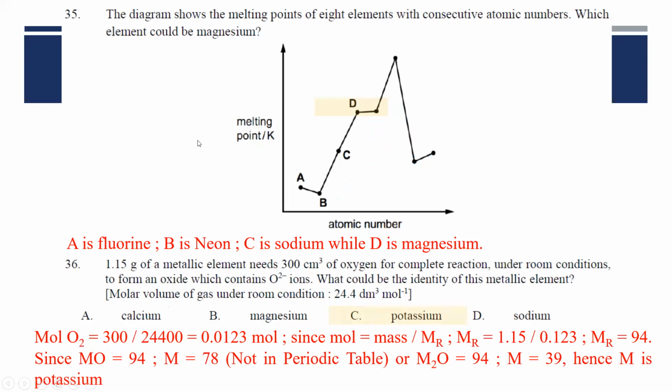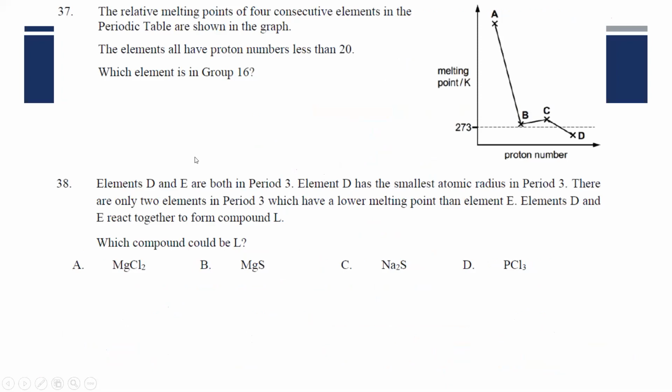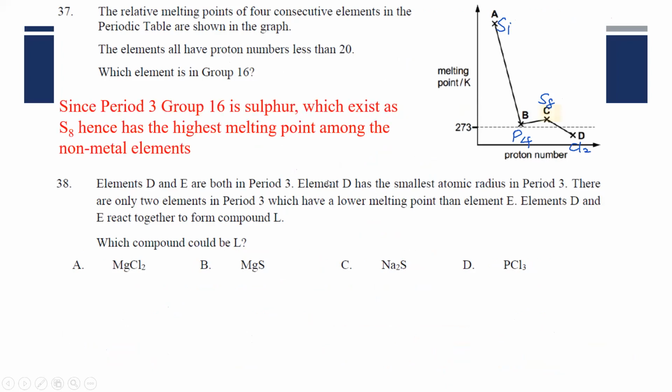Okay, then we go to question number 37. The relative melting point of 4 consecutive elements are given below. Elements all have the proton number less than 20. Which element from the group 16? So as we mentioned just now, the certain drop in here shows that A is for silicon, B is for phosphorus, C is for sulfur, and D is for chlorine. Okay, so obviously the answer that represents the group 16, which is sulfur, is C.